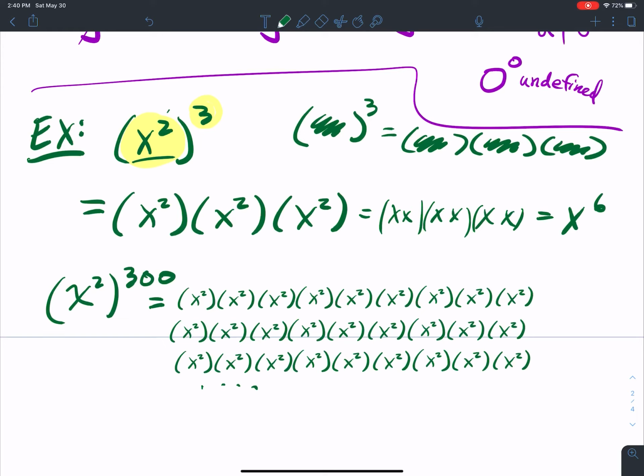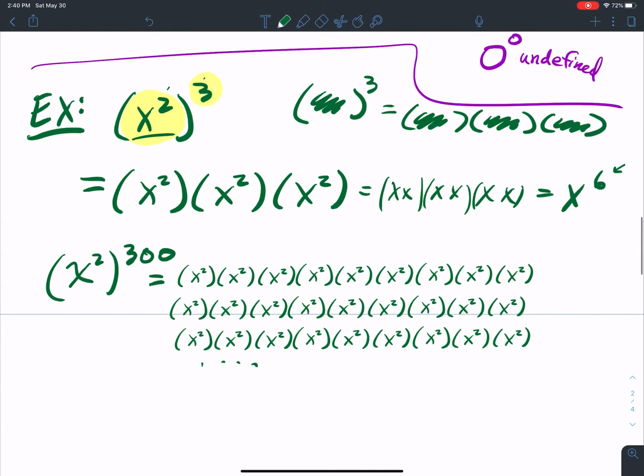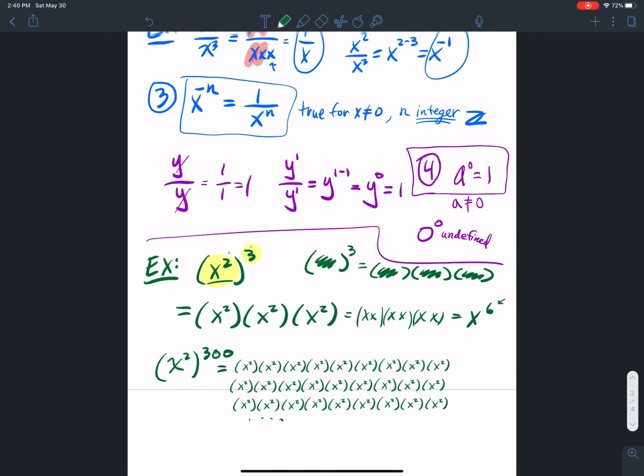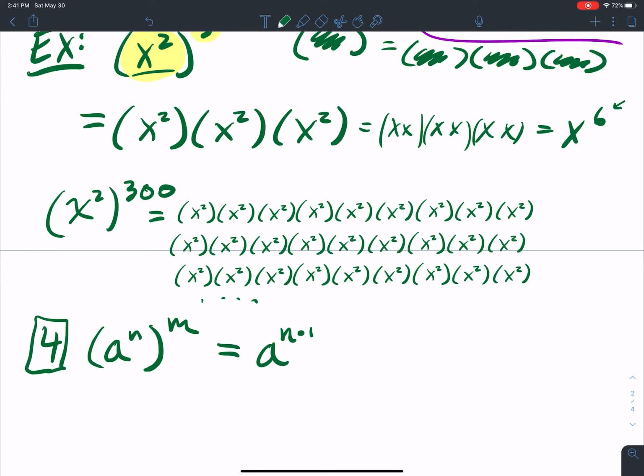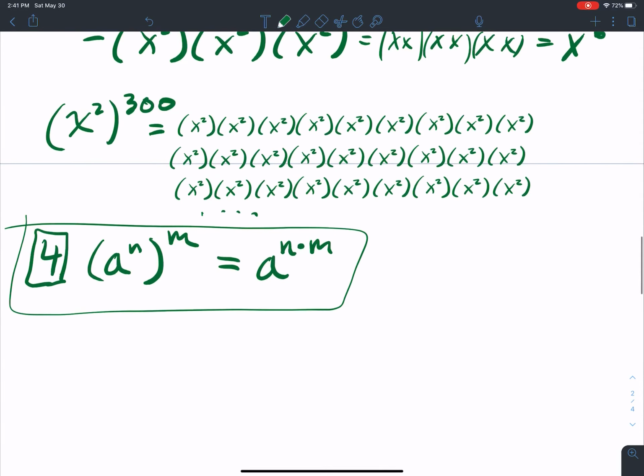Well, how do I get from 2 and 3 to 6? Right? Adding doesn't get it, and subtracting really doesn't get it. But if I multiply 2 times 3, guess what? I do get the 6. So here's the rule. I guess this is rule number 4. If I have something to a power raised to another power, all I do is multiply the exponents. Multiply your exponents.